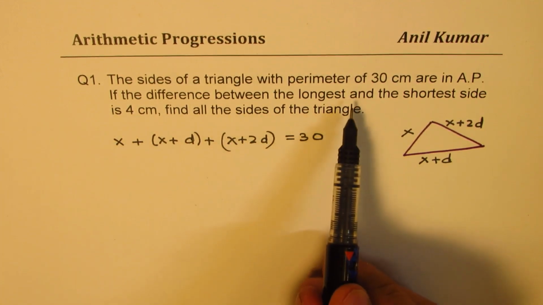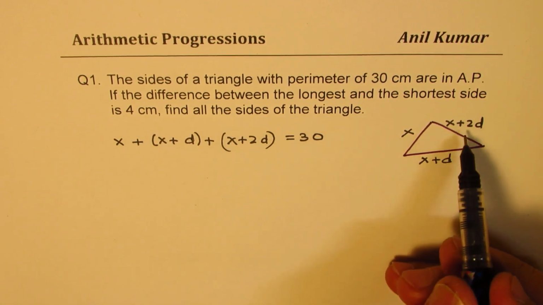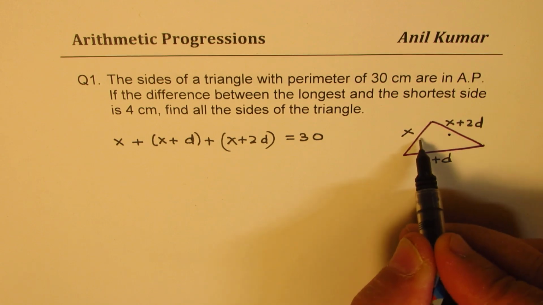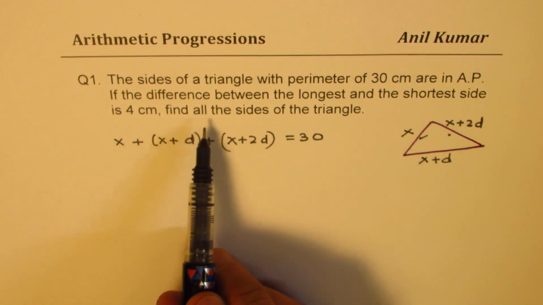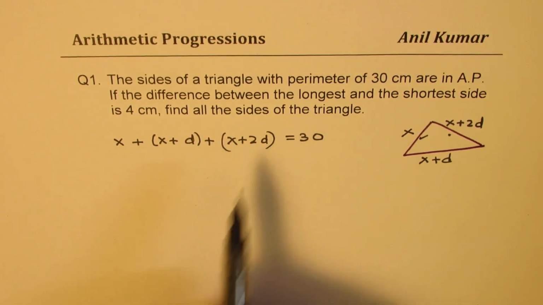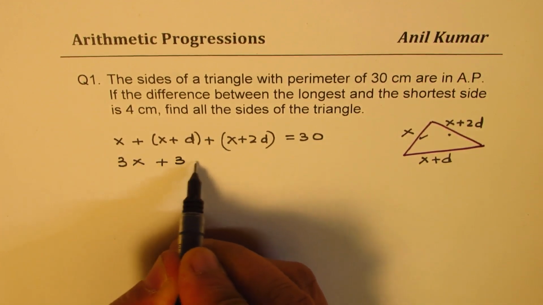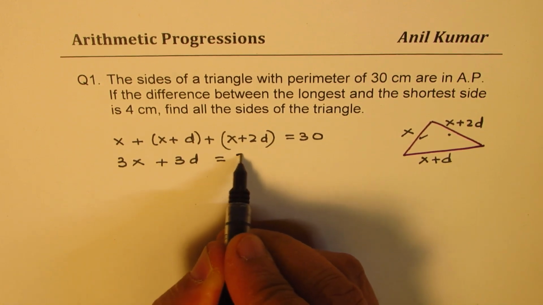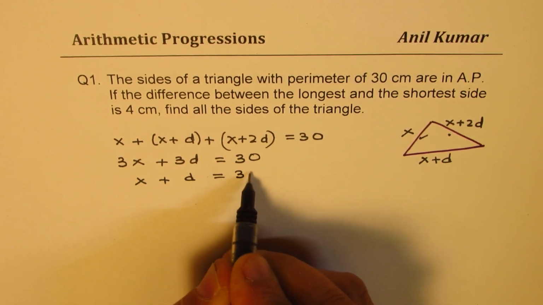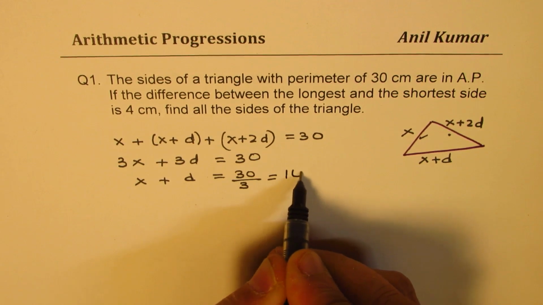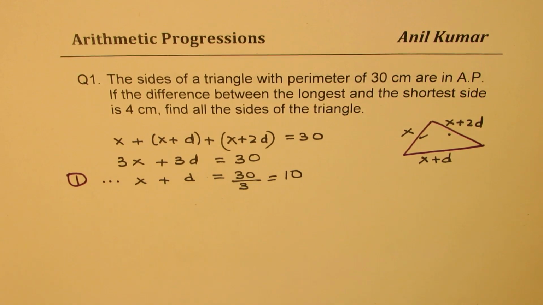If the difference between the longest and the shortest side is 4 centimeter, that is also given to us. That means difference between these two sides, right? So this side and this side is 4 centimeter, right? Then find all the sides, right? So let me just simplify this equation. There are 3 x's and 3d. So we get 3x plus 3d equals to 30. Or dividing by 3, we get x plus d equals to 30 divided by 3, which is 10. So we get one of our equations. Let me say equation number 1 from the first condition.